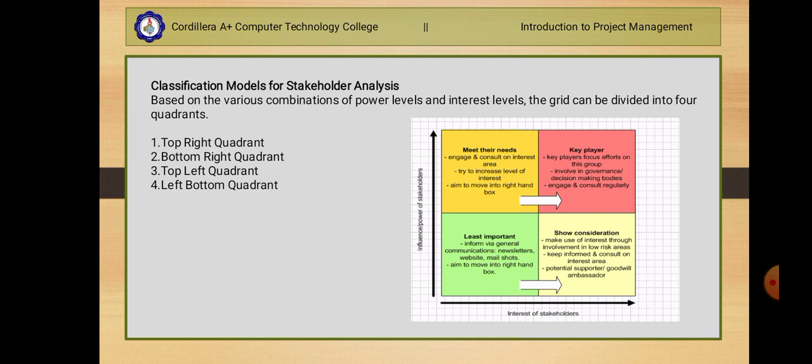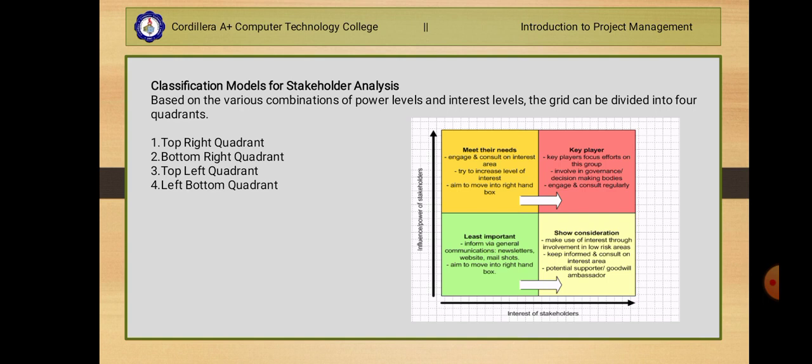Next, for the last quadrant, you have the left bottom quadrant. So the stakeholders in the left bottom quadrant with low power and low interest, maybe managed less actively by simply monitoring how things are going with them.